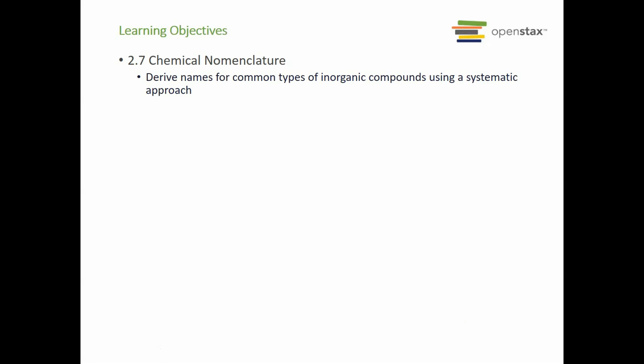Hi class, we're going to finish off the chapter today, 2.7, Chemical Nomenclature. Derive names for common types of inorganic compounds using a systematic approach.